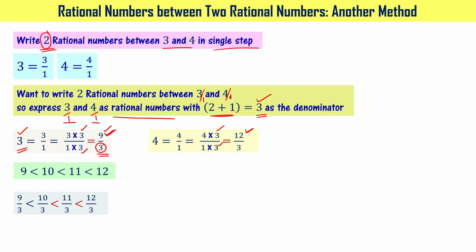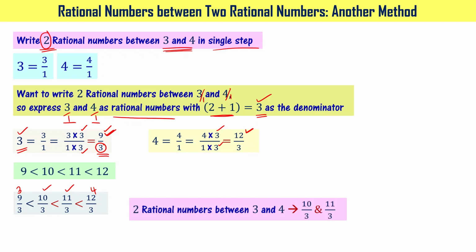Look at this. We wanted to write two rational numbers in between 3 and 4, right? This is equal to 4, this is equal to 3. So now you have two rational numbers in between 3 and 4, right? Let's write that. Two rational numbers between 3 and 4 are 10 by 3 and 11 by 3. Got it?